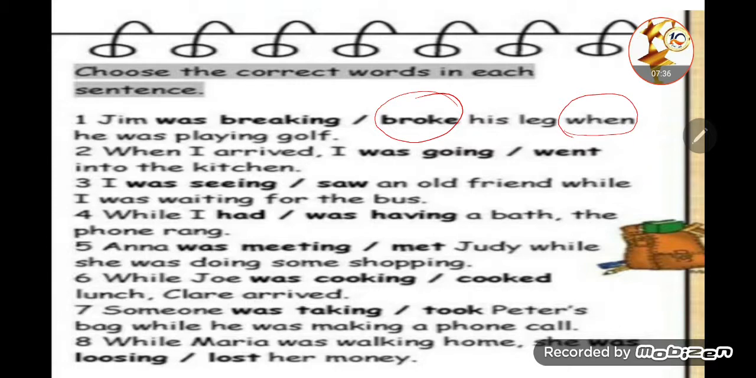Number 2, when I arrived I was going ولا I went into the kitchen. Of course I went into the kitchen. Number 3, I was seeing ولا I saw an old friend while I was waiting for the bus. Of course saw. Number 4, while I had ولا I was having. Of course was having. While I was having a bath the phone rang. Number 5, Anna was meeting ولا met Judy while she was doing some shopping.